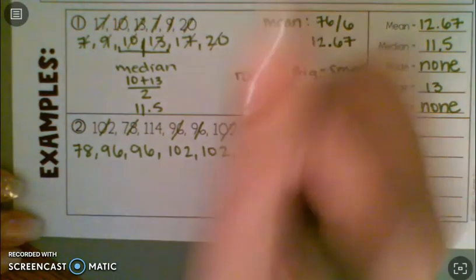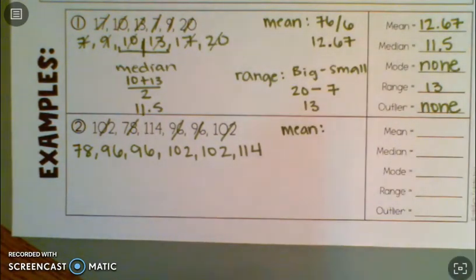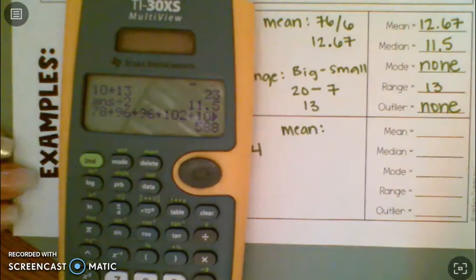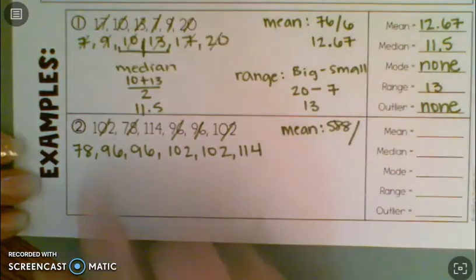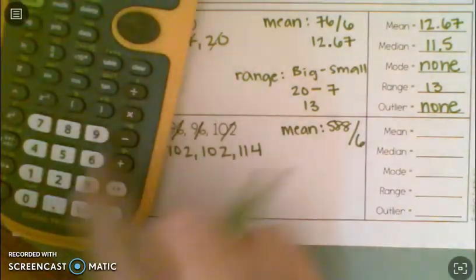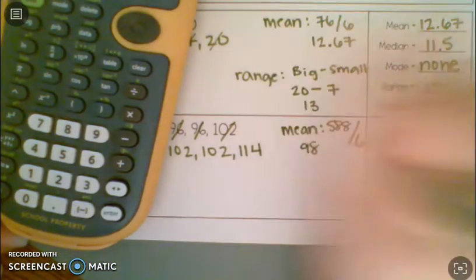Okay, next we're going to find the mean. So go ahead and calculate the mean. You need to add them all up. So when you add them all up, I got 588, and we're dividing by 1, 2, 3, 4, 5, 6 again. So take 588, divide by 6, and you get a mean of 98.